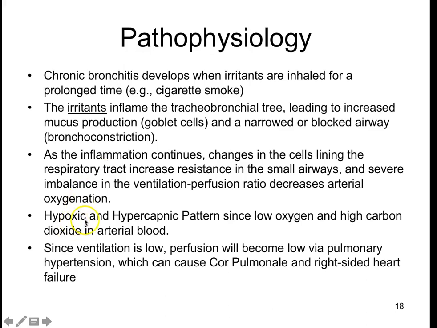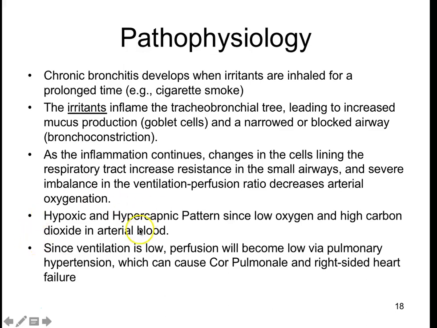The reason for the hypoxic and hypercapnic type 2 respiratory failure is, again, that it's going to start to do the same thing. You're going to have the histamine release. You're going to then have the goblet cells increase their mucus. There are no leukotrienes in this particular disorder, however.